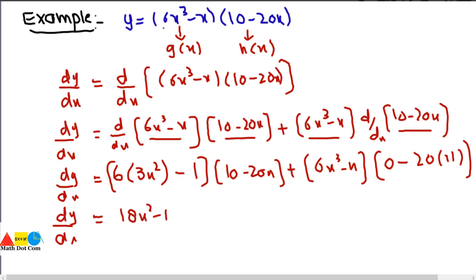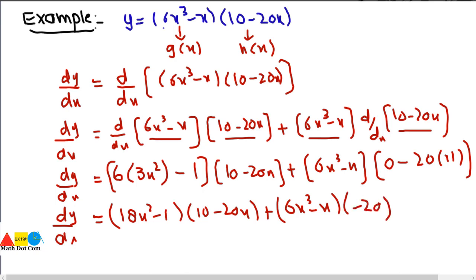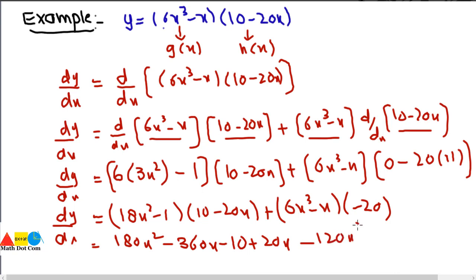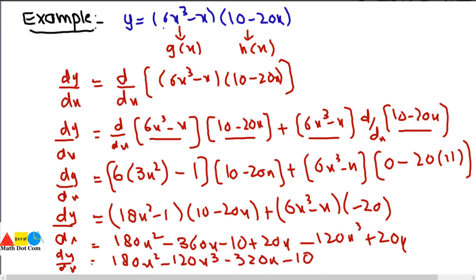So like this, dy by dx will be 18x square minus 1 into 10 minus 20x plus 6x cube minus x into minus 20. So we'll simplify it further as 180x square minus 360x minus 10 plus 20x minus 120x cube plus 20x. Finally, by simplifying it further, we have the derivative of the given function as 180x square minus 120x cube minus 320x minus 10. So this is the derivative of the given function by using the product rule.